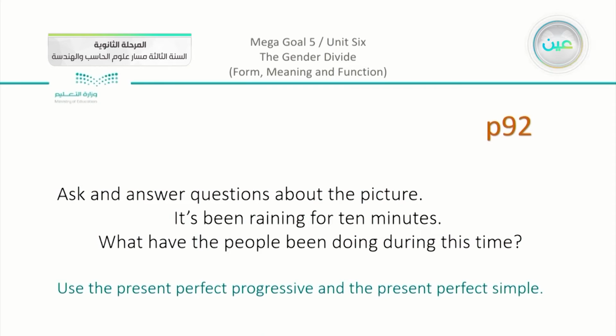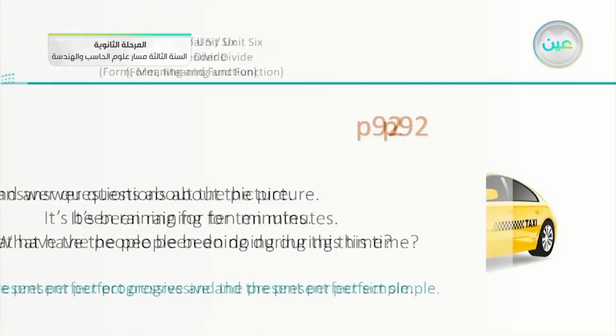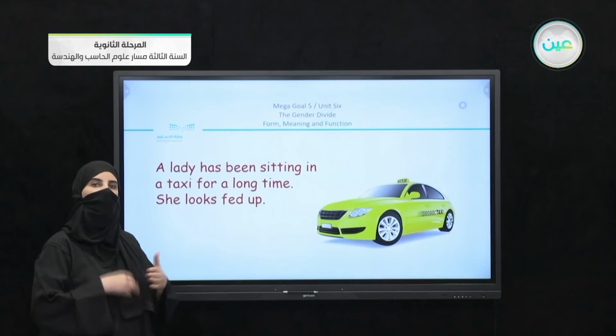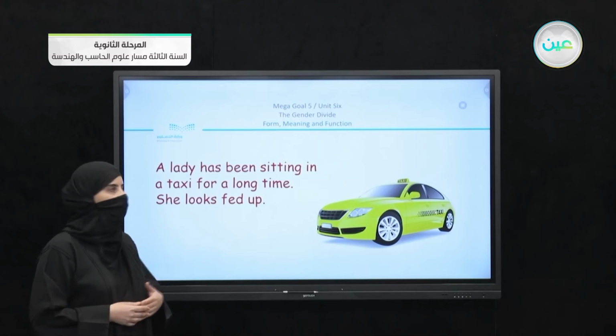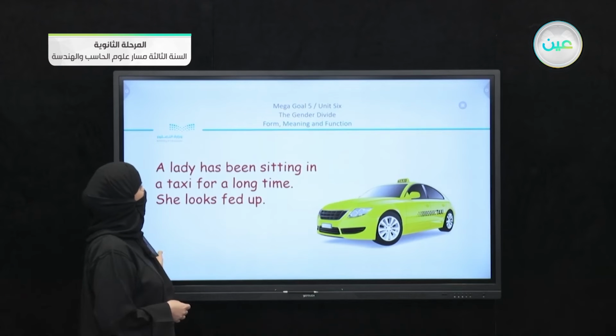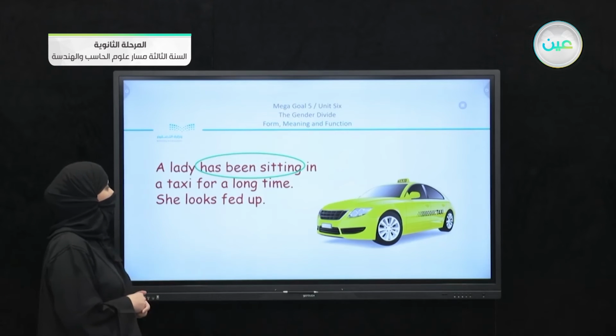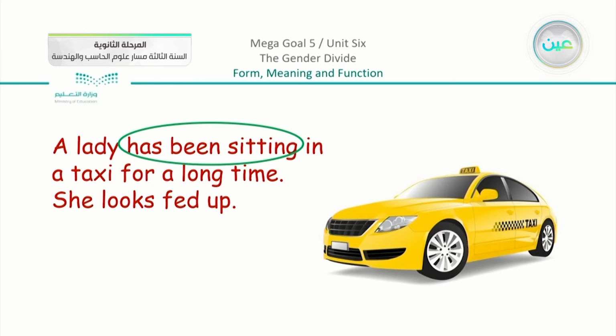Now you do have your exercises in the book. Now, for example, we do have page number 92, ask and answer questions about the picture. Now it has been raining for 10 minutes. What have the people been doing during this time? Now we can use either the present perfect simple or the present perfect progressive. Now, for example, a lady has been sitting in a taxi for a long time. She looks fed up. We have the present perfect progressive.